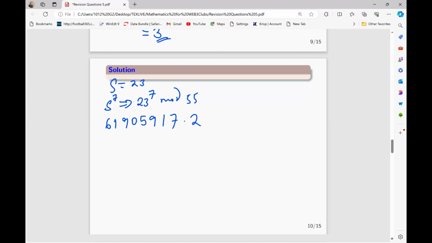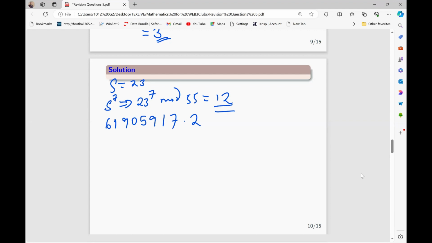917.2. Has gone there that number of times. Using my calculator, let me just say minus. Let me multiply by 61, 90, 59, 17. I'm getting 12 as the remainder.